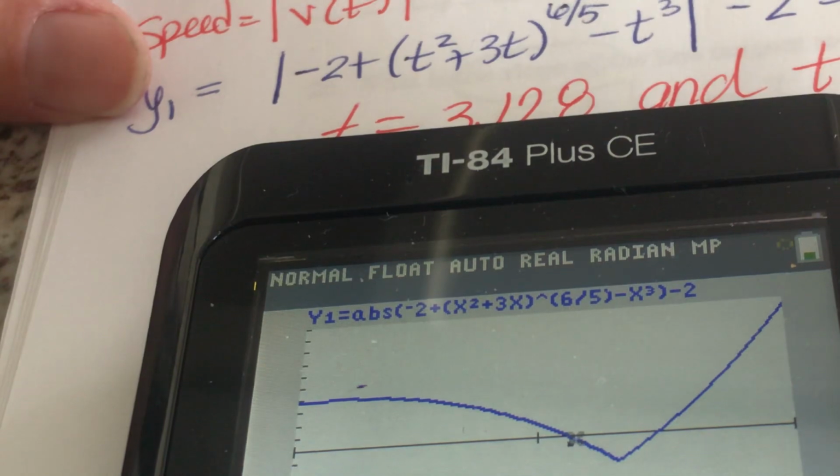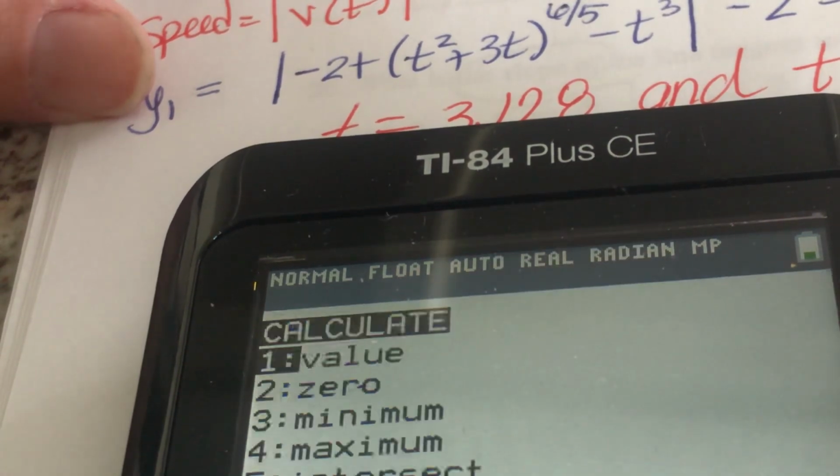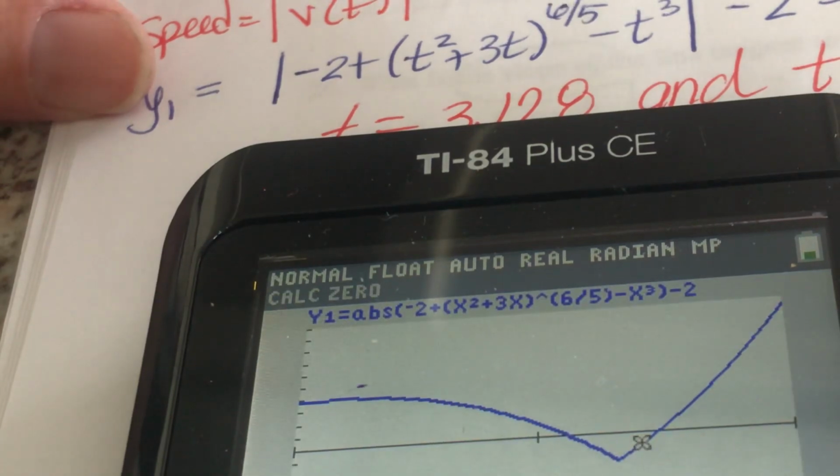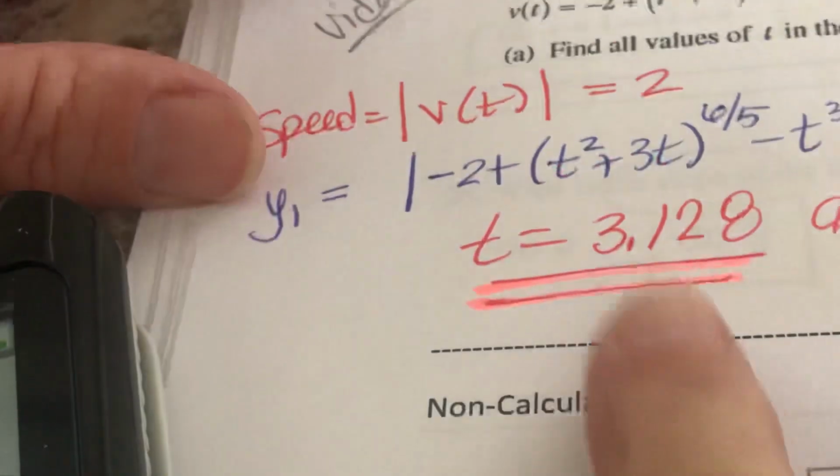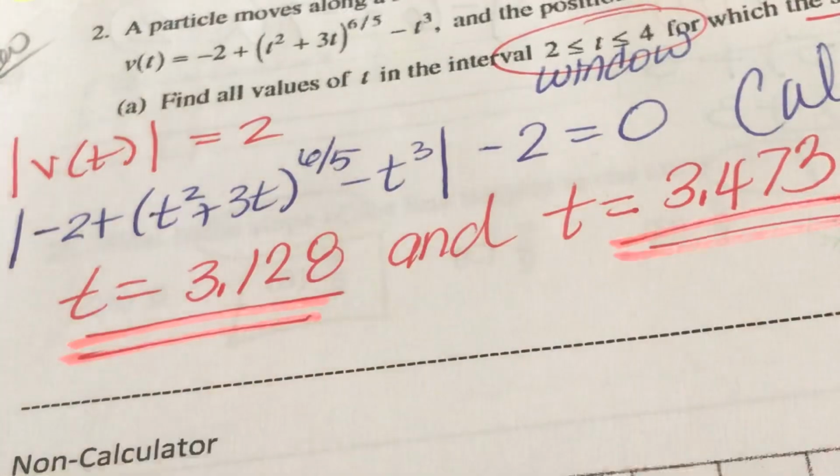Trace again, move it to the next spot. Second calculate 0. Left bound enter, right bound move it across. Hit enter, guess enter, and you should get 3.473. So those are our 2 answers on that one.